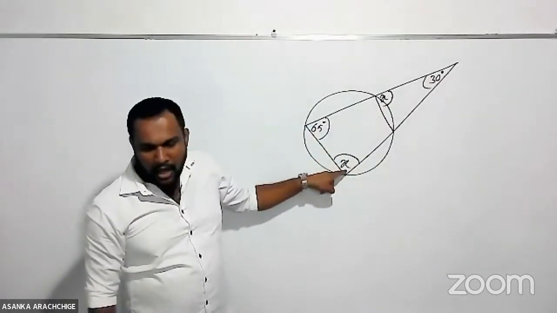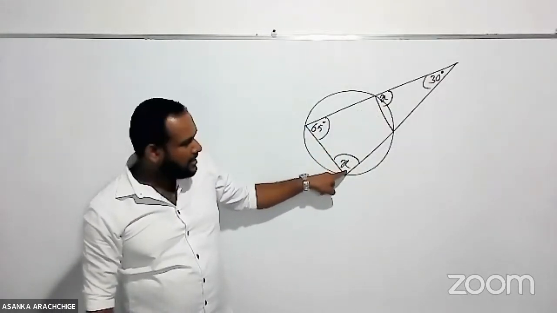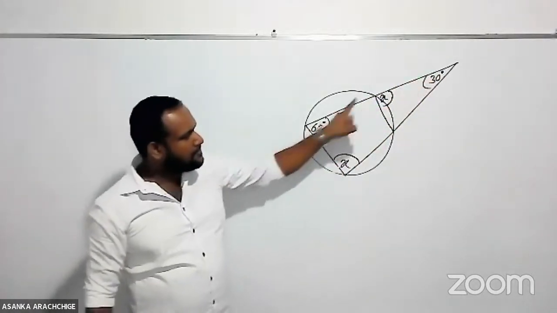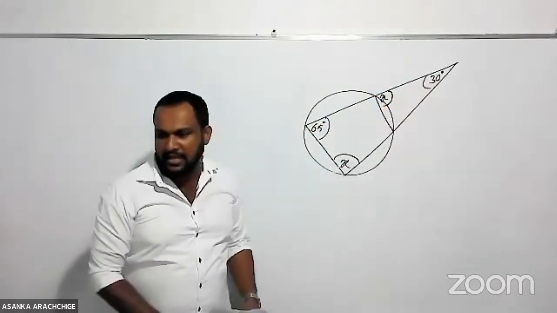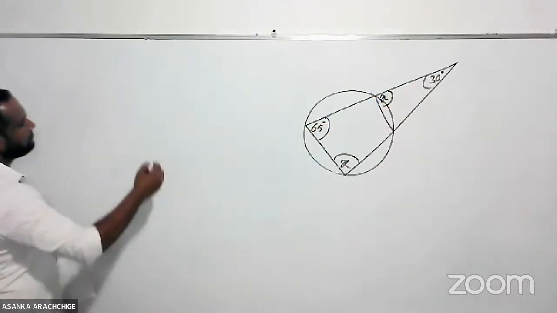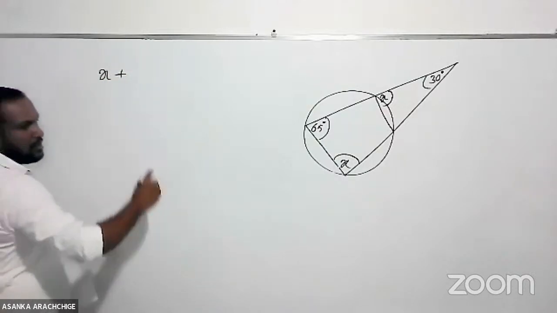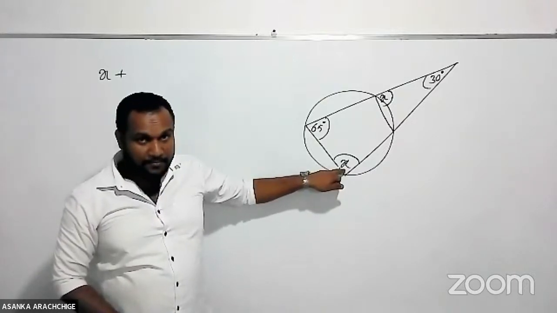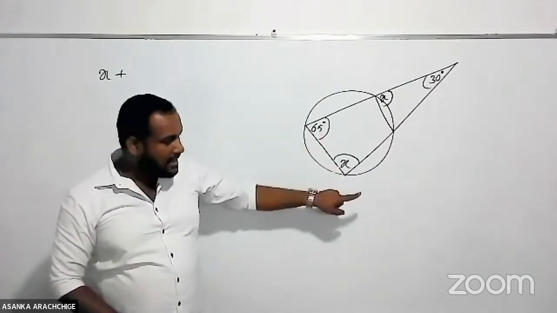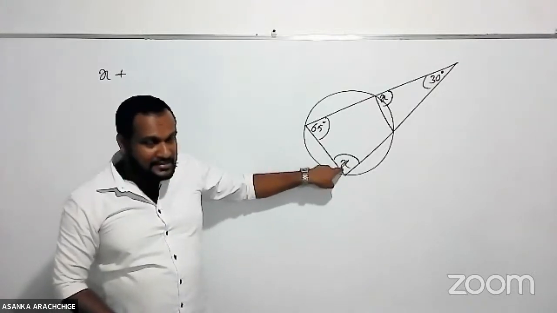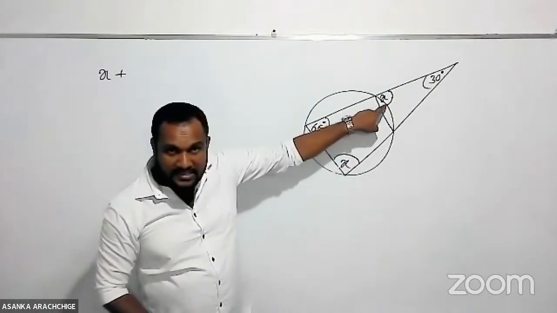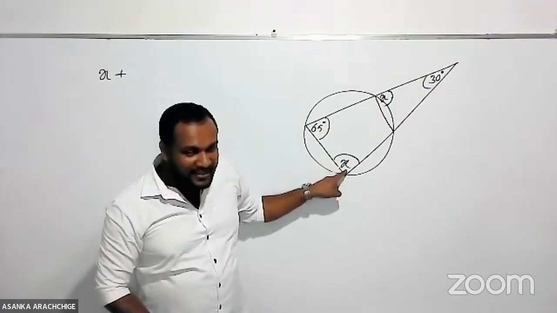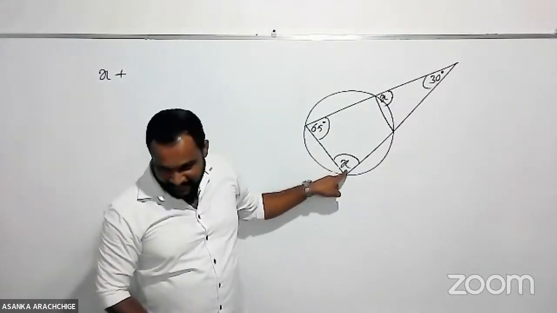the interior opposite angle. Then look, this is a triangle. X plus 65 plus 30 must be 180. But you must have denoted this angle as x. You have to show that you recognize that this is x if this is x. Otherwise the marks will not be given. Understood?